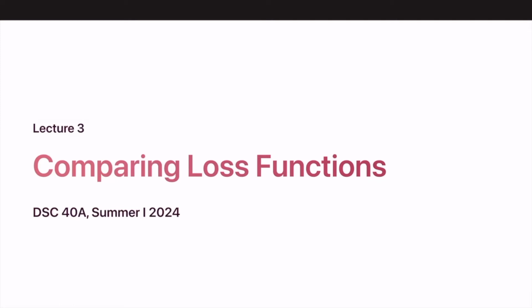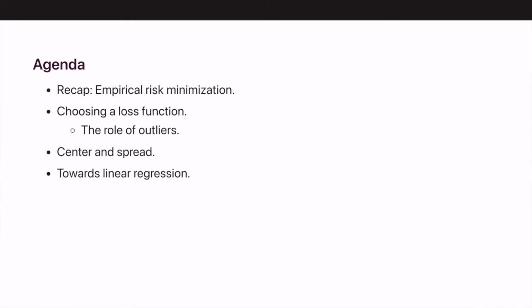All right, everybody. In this lecture, we're going to be talking about different loss functions and comparing them to each other. Specifically, we'll start with a recap of empirical risk minimization from last lecture, and then we'll look at several loss functions and see how they are affected by outliers, and use outliers as a way to indirectly study the three loss functions.